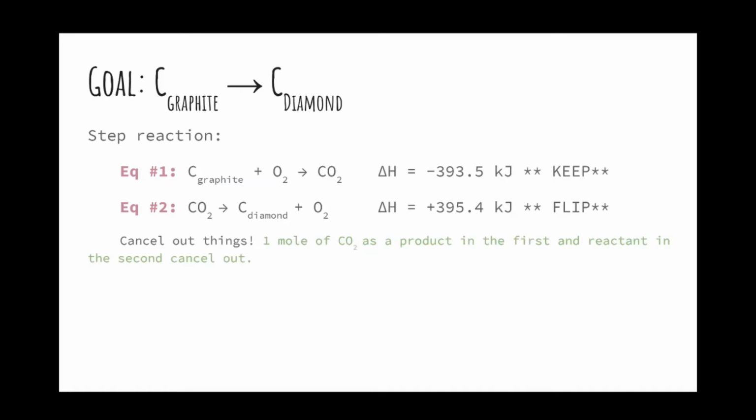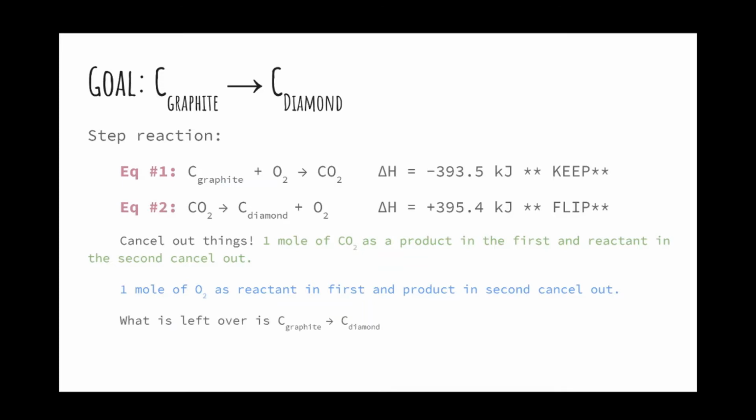Now, we need to start canceling things out. We need to start canceling out what is in the product of the first reaction and what's in the reactant of the second. So what we see is that carbon dioxide is a product in the first and a reactant in the second, and those will cancel out. The 1 mole of oxygen as a reactant in the first and a product in the second will also cancel out. What is left over when we cancel those things out is our goal reaction.